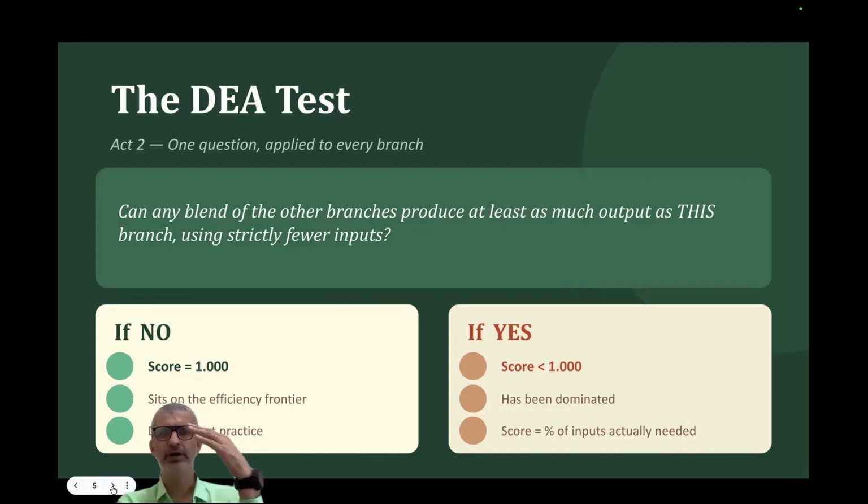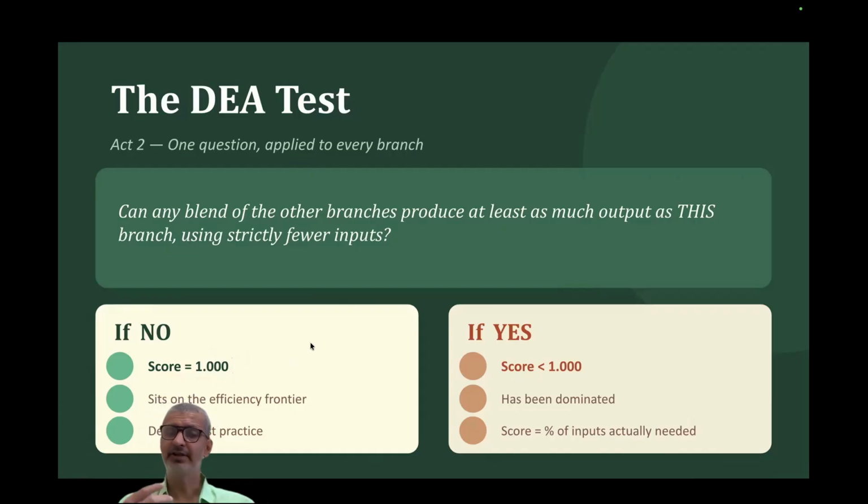Efficiency is output by input. So can it achieve the same output with a lesser number of inputs? If that is not the case, so again, going back to our example A, B, C, D, and E. So if we are considering branch A, and we see that there is no other branch which can produce as much output as branch A with lesser number of inputs, then A will get a score of 1. So if it scores 1, it is 100%, which means it's on the efficiency frontier and it is good or it is the best in terms of efficiency.